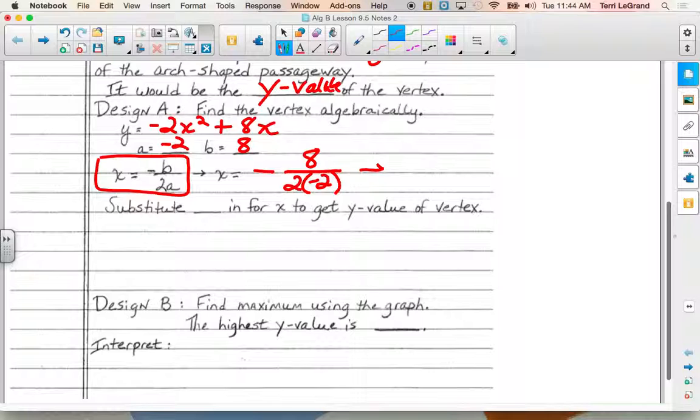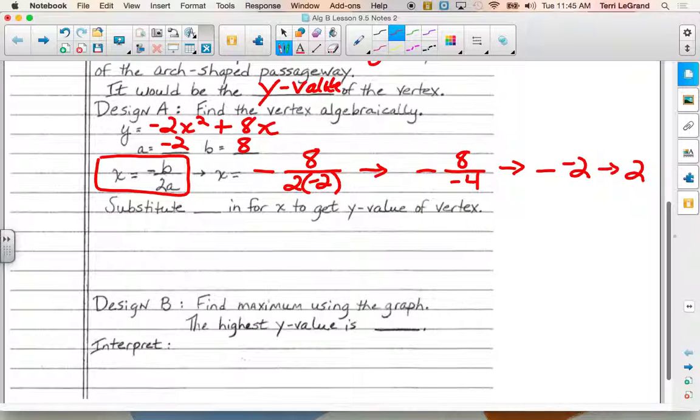And what are we actually finding here? Right now we're finding the x value of the vertex. It's the y value that we want, but we have to start by finding the x. So this is going to become negative 8 over negative 4, which is 2, because what we really have is a negative, and that 8 over negative 4 becomes negative 2. And what's the opposite of negative 2? 2. So the x value of our vertex is 2.